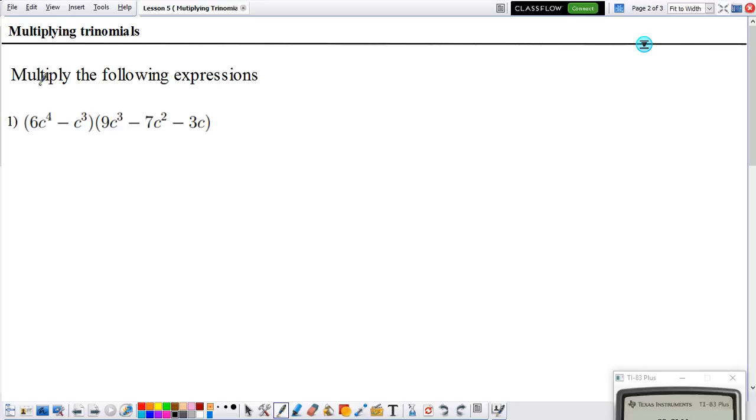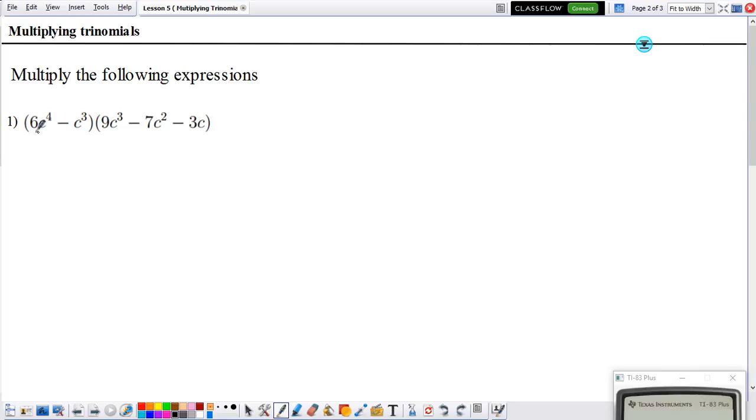Here, they're asking us to multiply the following. Remember that we have two types of multiplication. We can use the tabular method or the box method, or we can use distribution. In this video, we're going to perform the following multiplication using distribution. Again, the whole idea of distribution is to be organized.